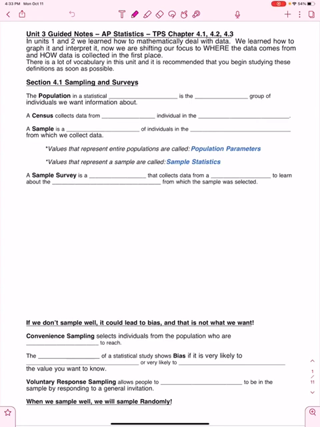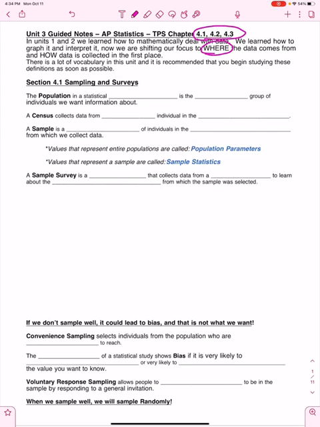AP Statistics. In this video, we are beginning Unit 3, and Unit 3 takes our focus off of analyzing data and how we deal with it mathematically, and now we're going to focus more on where the data comes from. So that's what Unit 3 is all about. In your book, we're going to cover chapters 4.1, 4.2, and 4.3. I know it's confusing because it's Unit 3, but Chapter 4, but you'll get over it.